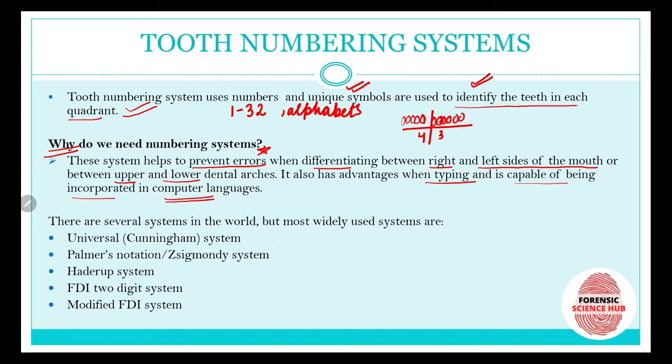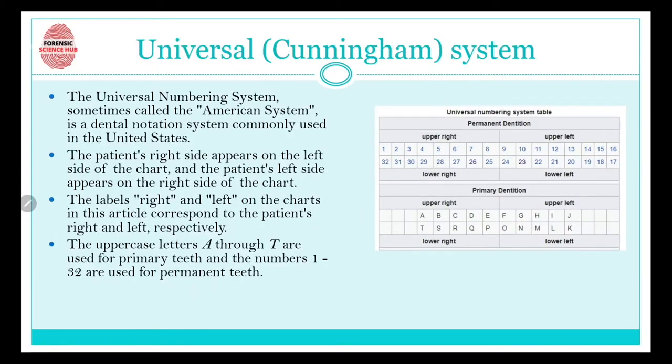Now there are several systems in the world, but the most widely used ones are universal system, Palmer system, which is also known as Zsigmondy system, Haderup, FDI, modified FDI, out of which this and this is very important. These are the most widely used systems, out of which FDI is most widely used among these 3 also. So first let's study about the universal system or the Cunningham system.